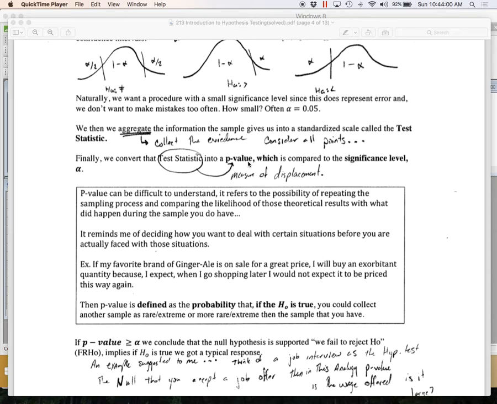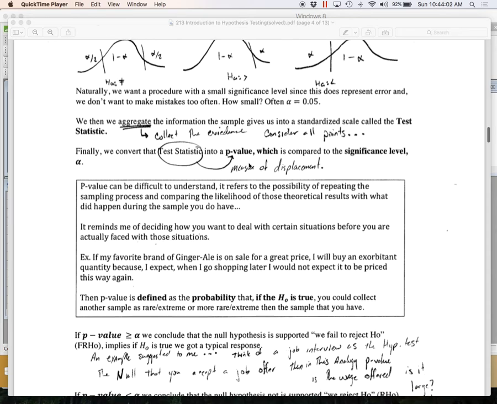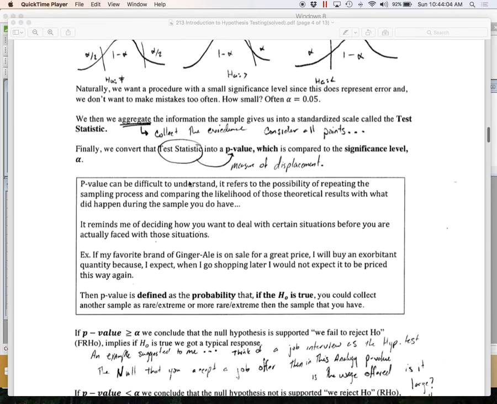Okay, and the p-value is a little bit difficult to understand. So here's an example that I wrote up. I think it's a really good example, so let's go through it. The p-value means, what it refers to is the possibility of repeating sampling processes and comparing likelihoods of those theoretical results from what actually happened. Okay, so that probably doesn't mean a lot to you.